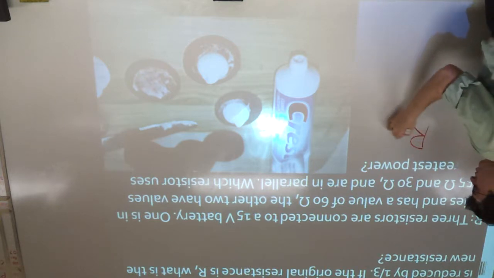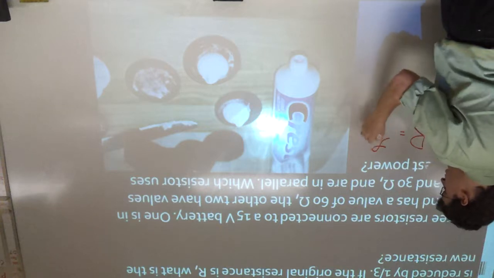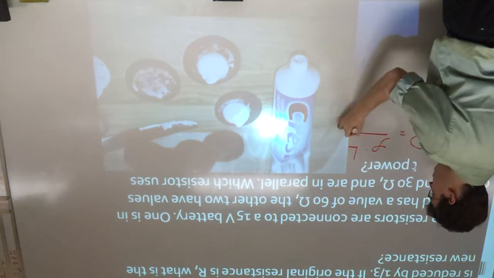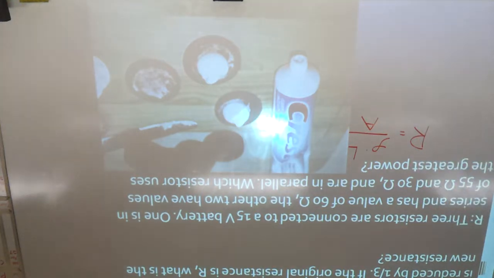So resistance R is going to be rho, which is resistivity. Sorry, resistance is resistivity times length divided by cross-sectional area A. Okay, this is our formula for resistance. Now, does rho change? No, not unless I change my substance, which I haven't.